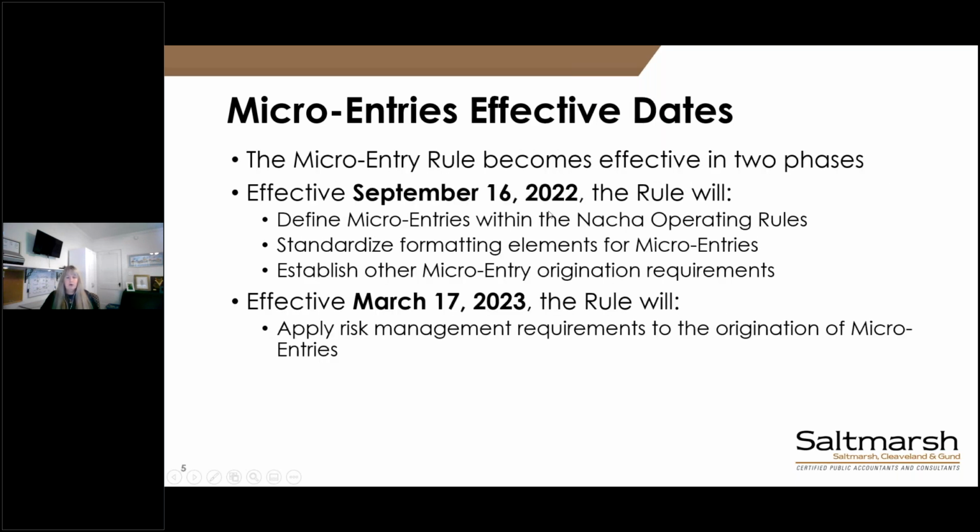This is a summary of the rule and the effective dates. September 16th, there will be 3 different parts of it that go into effect, and then March 17th of 2023, one main part will go into effect then. So this is just a summary. I'll get into more detail on the upcoming slides regarding what each of these are. For September 16th, the definition of MicroEntries will become effective. It will be defined within the Nacha Operating Rules. It's also going to create standardized formatting that needs to be reviewed for MicroEntries when sending them, and it's going to establish other MicroEntry origination requirements. Effective March 17th of next year, it is going to apply risk management requirements to the origination of MicroEntries.